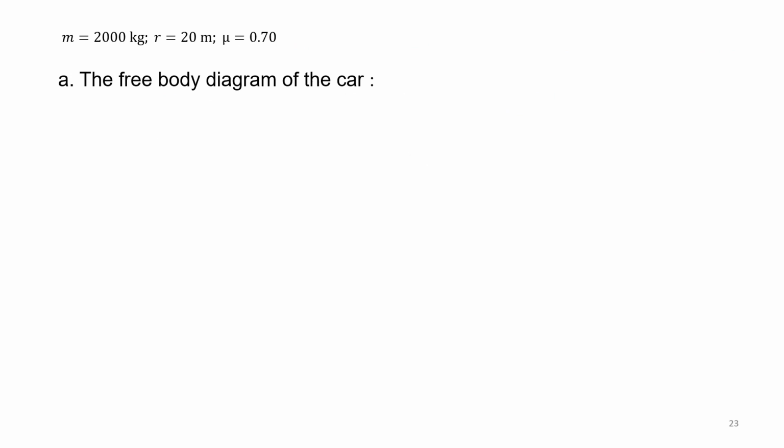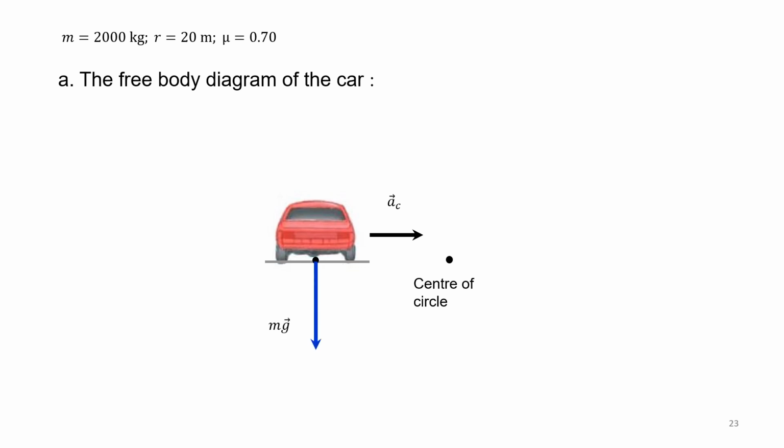Alright, question A, to sketch the free body diagram of the car. Here's the car, then the center of the circle. So the centripetal acceleration is directed toward the center of the circle. So the forces acting on the car, the first one is the weight of the car, which is directed downwards to the center of the earth. The second force is the reaction force, which is perpendicular to the surface. And the last one is the friction force to the right, keeping the car from slipping.